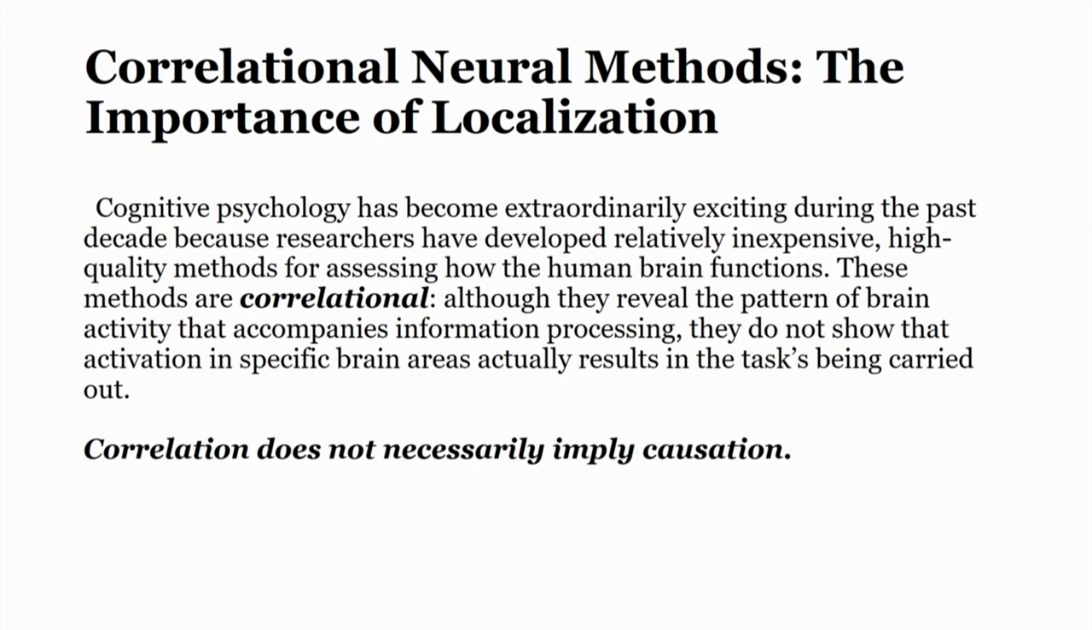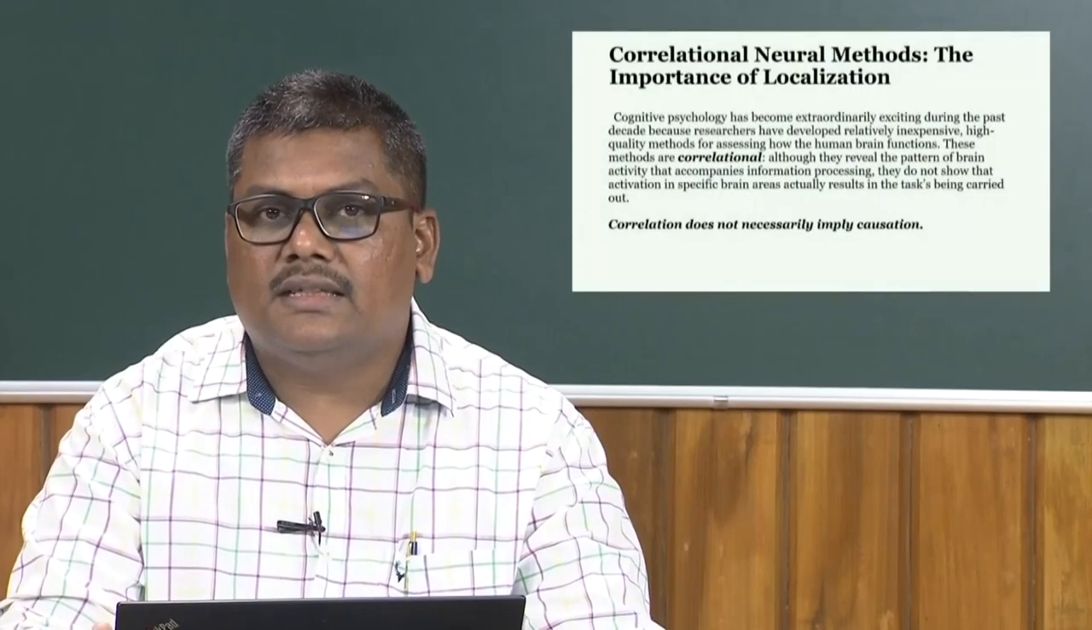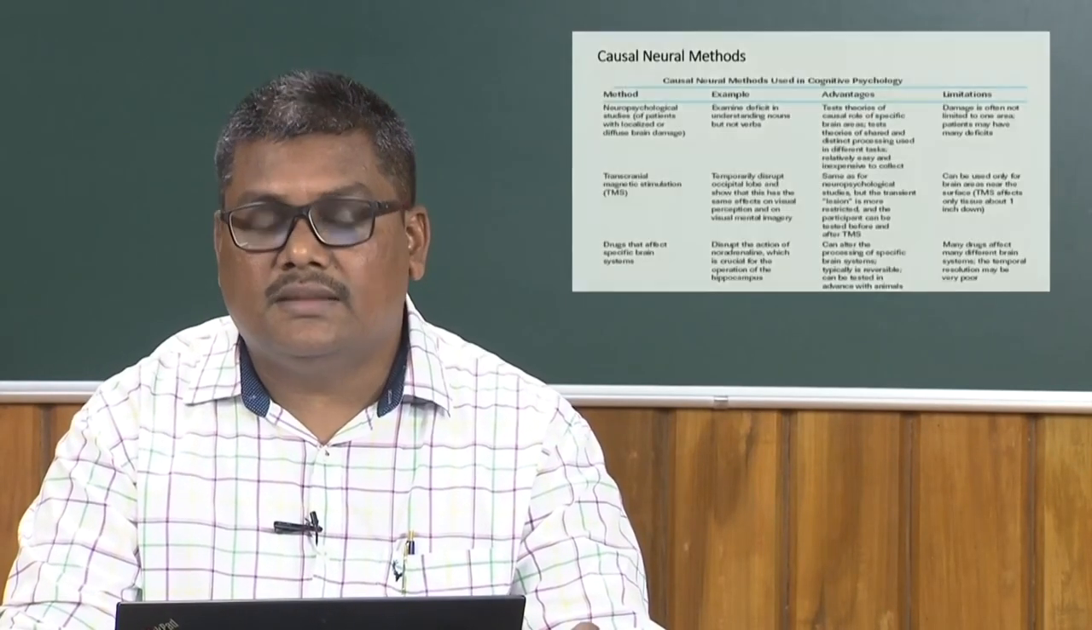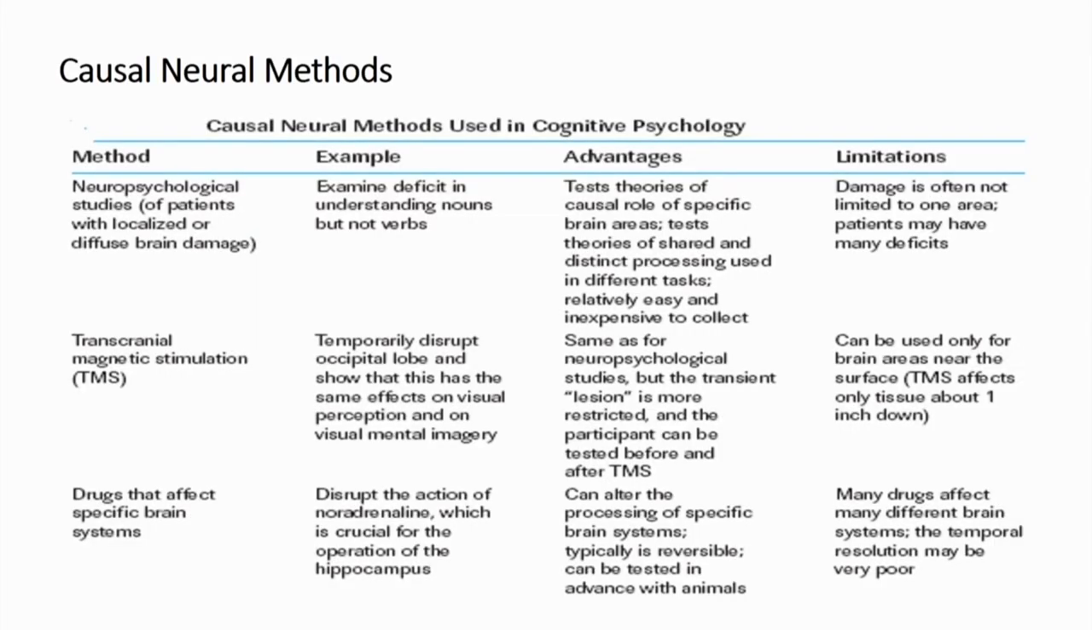Now, there are a couple of techniques here. So, let us look at those techniques, their advantages and disadvantages, and discuss how this method really works. So, the causal neural methods have four different techniques to look at, I am sorry, three different techniques to look at. And these techniques are the neurophysiological studies, transcranial magnetic stimulation, and the drugs.